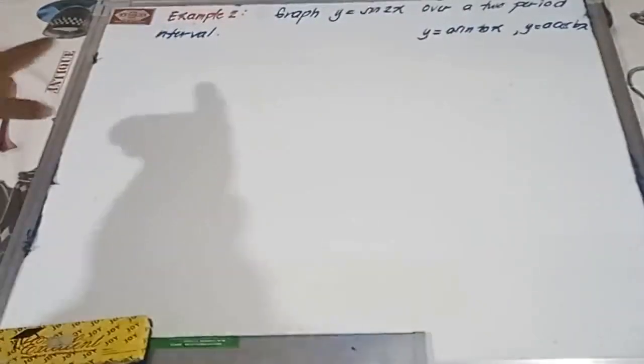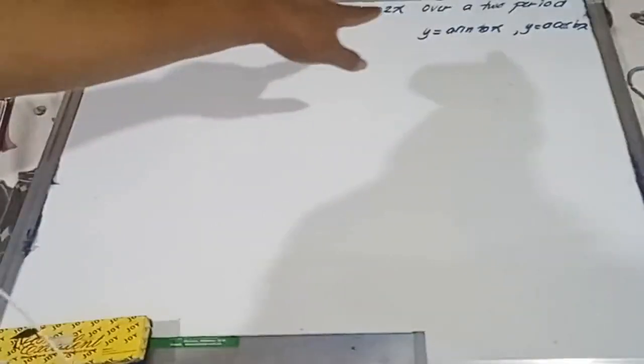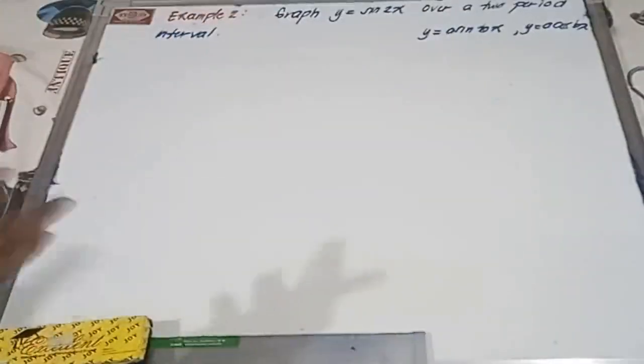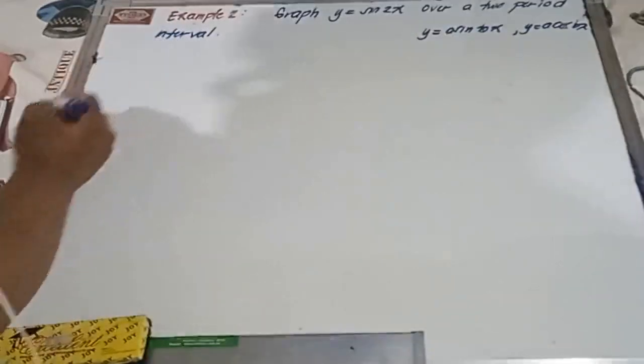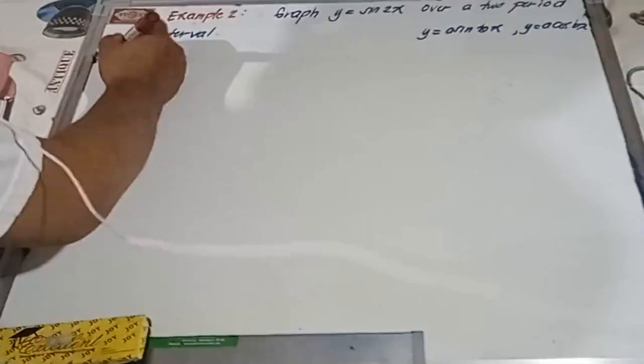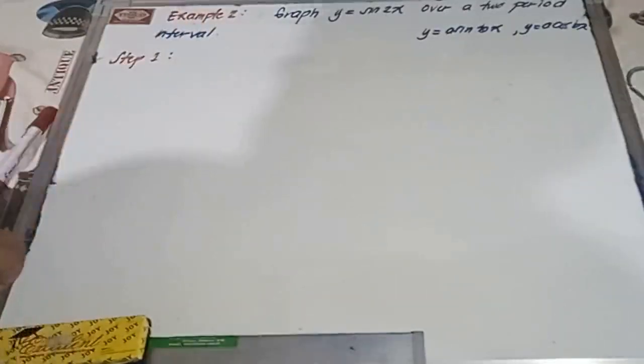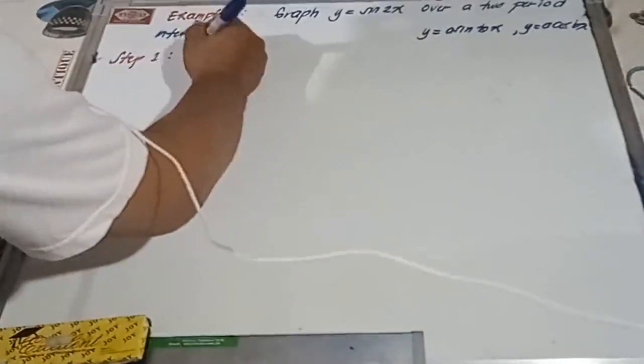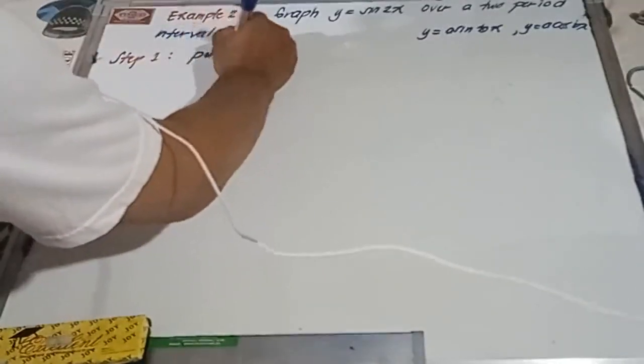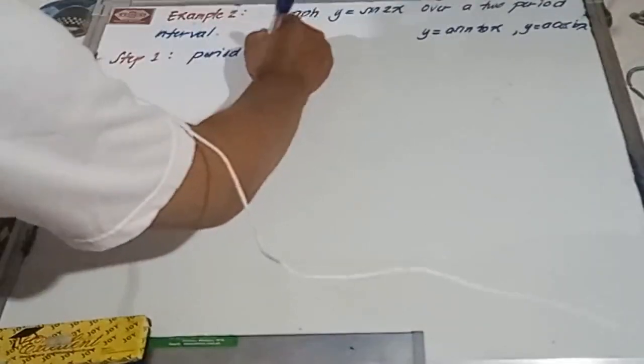Now, in example number 2, graph y equals sine 2x over a 2-period interval. So, dalawang period tayo. So, what we're going to do is to determine first the period. That is step 1 sa guidelines sa pag-sketch ng graph ng sine and cosine functions. Step 1 is determine the period. Ang period natin, mako-compute using this one, 2 pi over b.